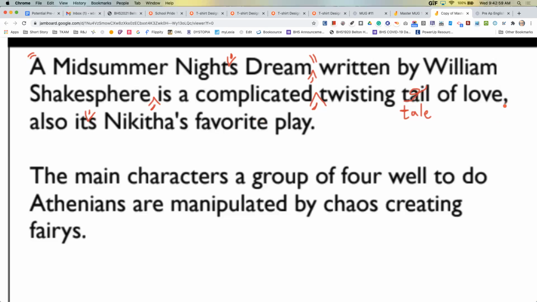How do we feel about this comma here? Is that strong enough to separate 2 complete sentences? Because we have A Midsummer Night's Dream is, there's our subject and verb, and then we have it is, there's another subject and verb. So we have 2 complete sentences on either side of this comma. Is that enough punctuation to separate them or not?